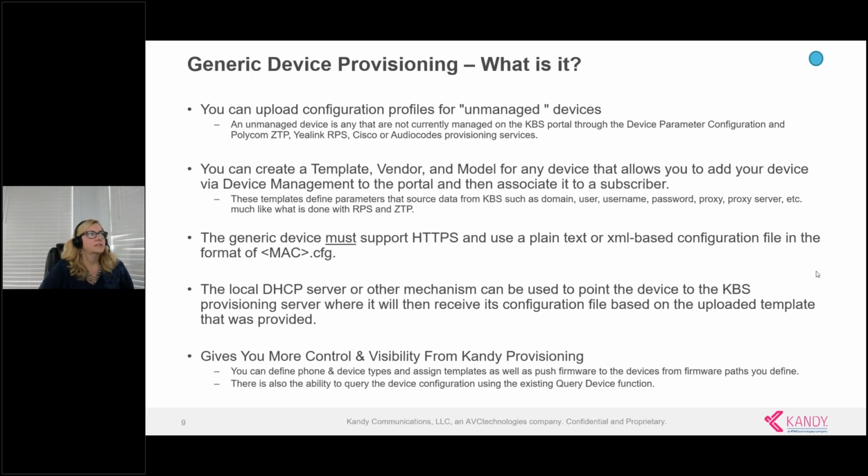And so the DHCP server that's providing the IP addresses, the scope will have to be updated saying the call IP server for these is Kandy. And so that will need to be loaded in. And then they'll get these configuration files that are uploaded in the template that's provided.